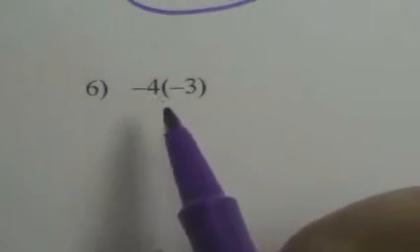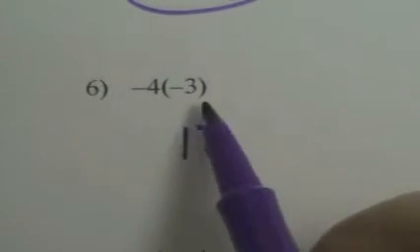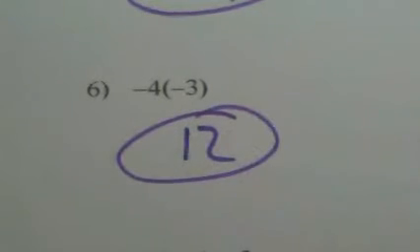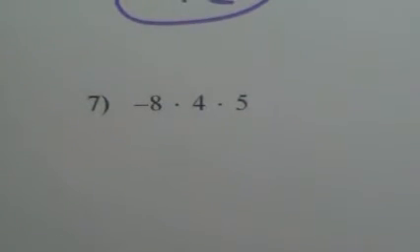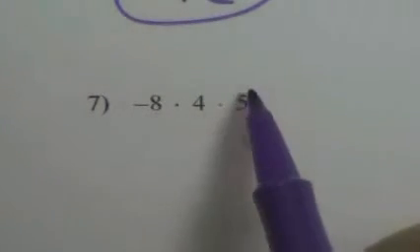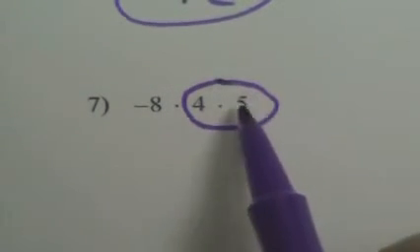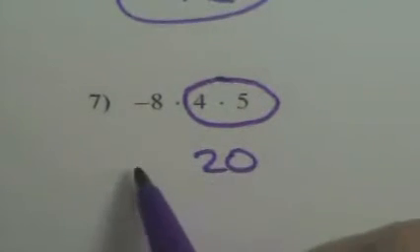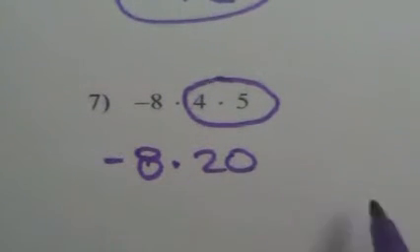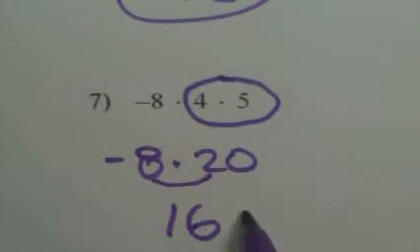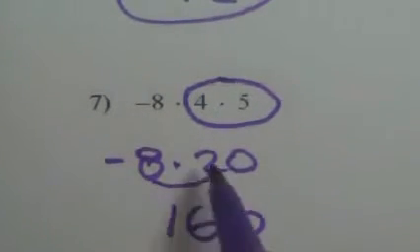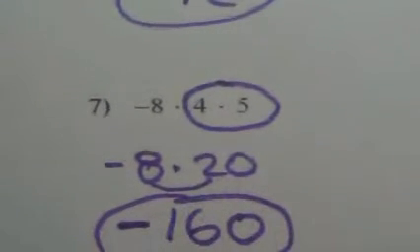Multiplication. 4 times 3 is 12. 2 negatives cancel. It's positive 12. All right, I'm going to rearrange this. I'm going to do this first. 5 times 4 is 20. So I have negative 8 times 20. Well, 8 times 2 is 16, and then I add a 0. And there's only one negative. So the answer is negative.